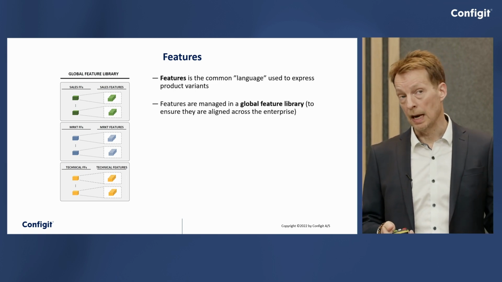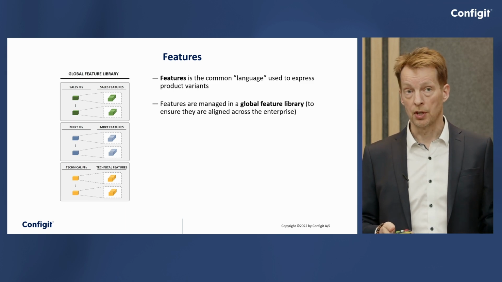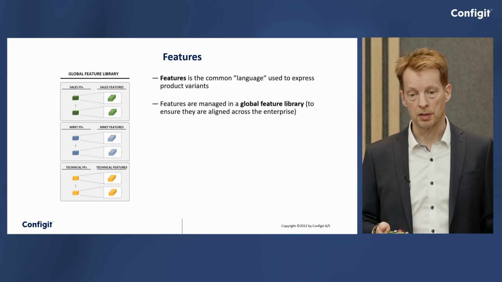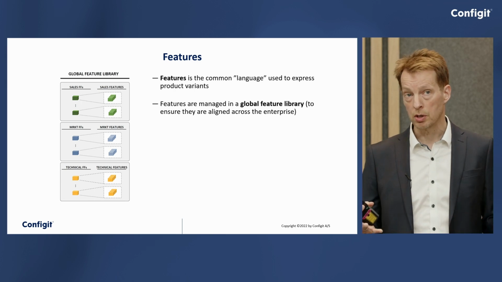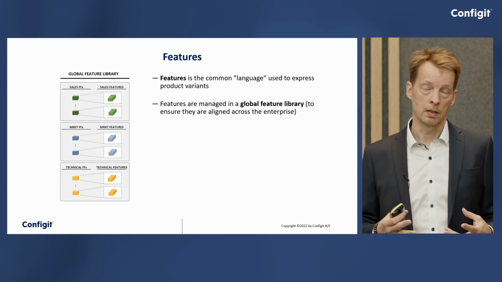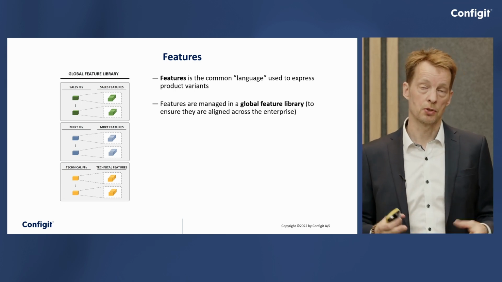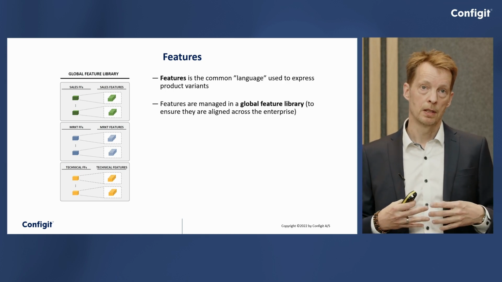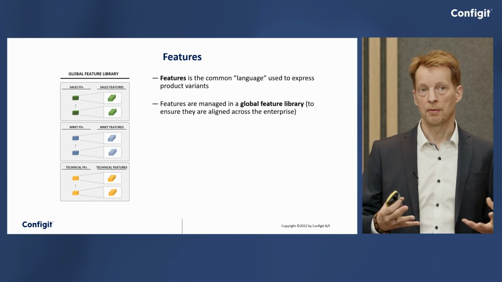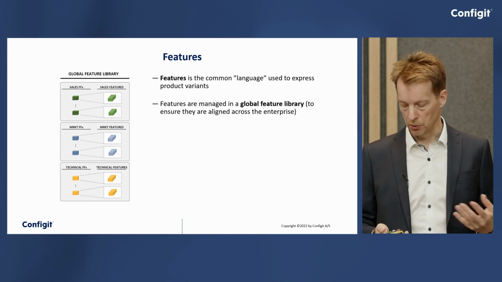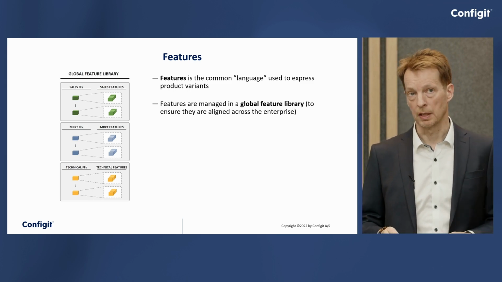We typically have these features in a global dictionary, so all different products share the same codes. This is quite basic, but also quite essential to make sure that the models that we build all have a shared vocabulary, that they use the same codes, basically.